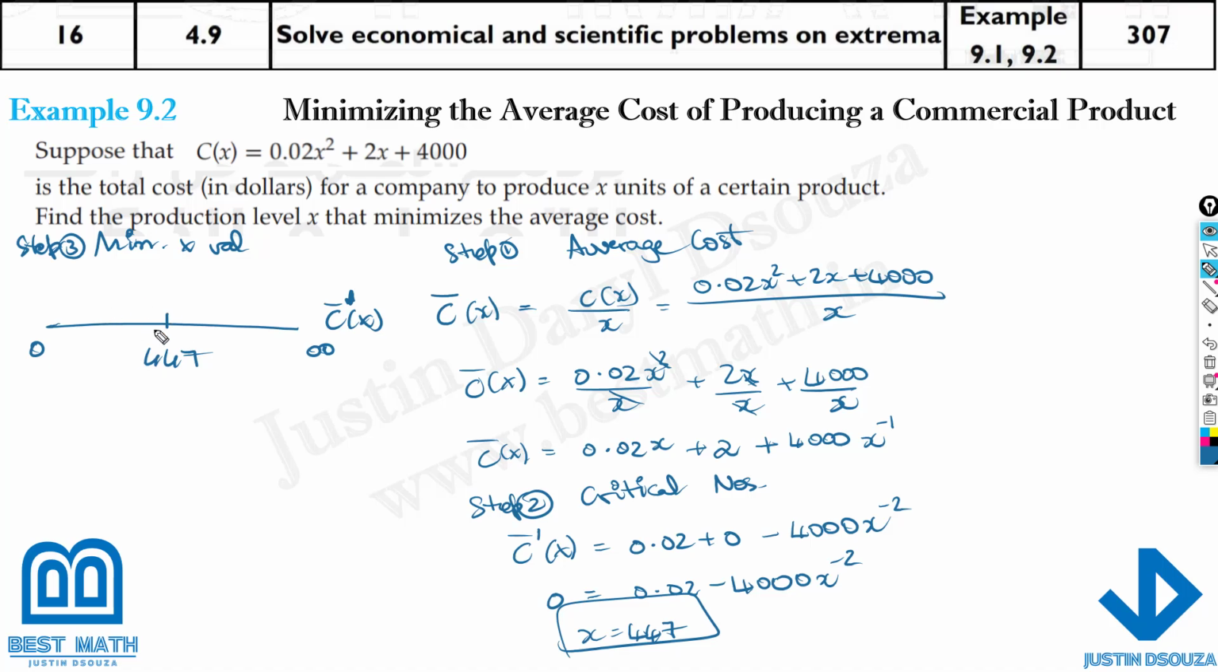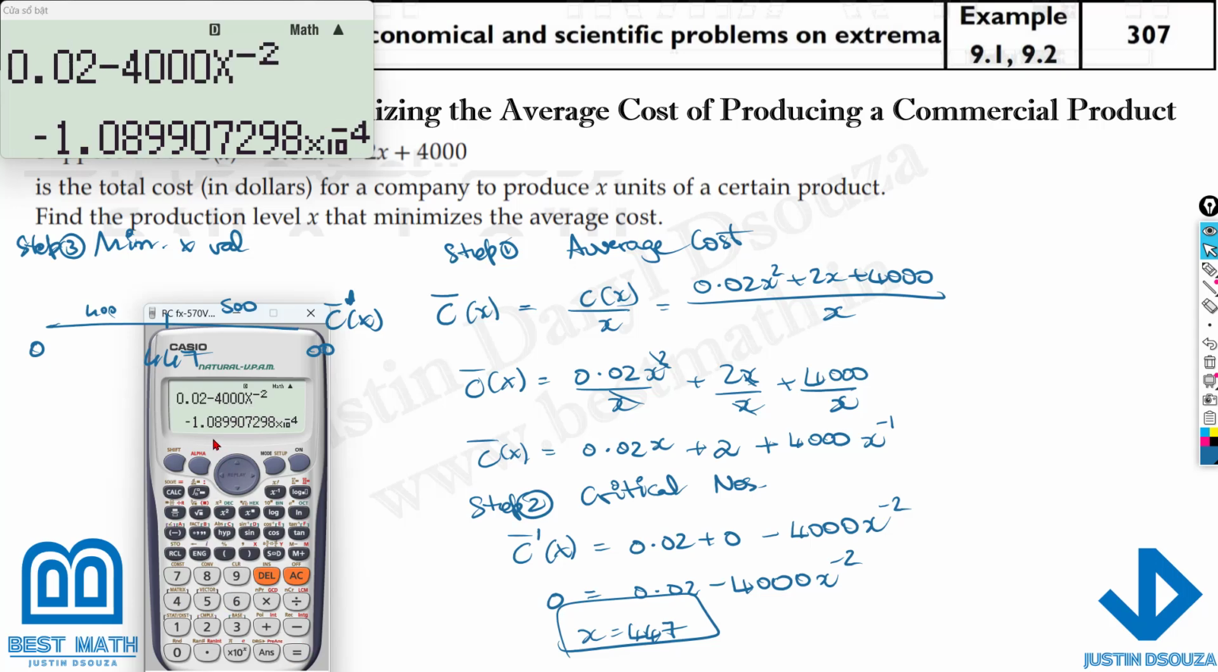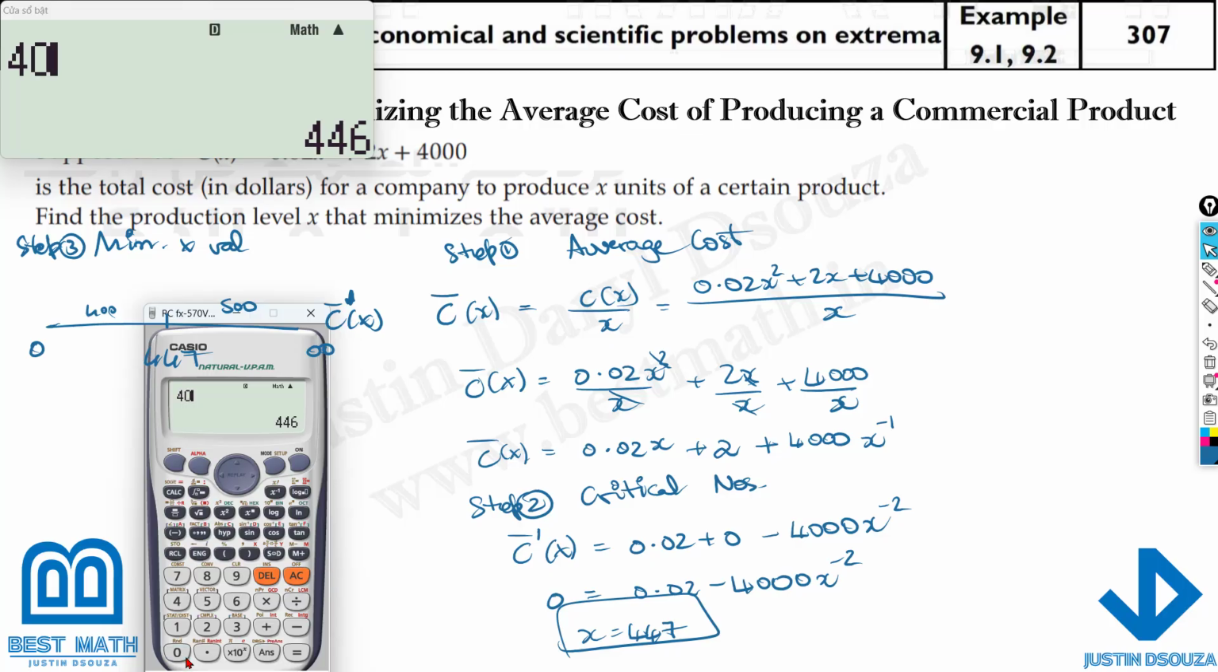Now here you can choose any value less than 447. I'll choose 400, 446, anything, and more than this, 500. We need to know whether they are positive or negative. So let's take our calculators again. Here, this equation, 0.02 minus 4000 x raised to negative 2. Let us calculate this at, I can just choose 446, and you can see it's minus. Or let me choose 400. Look over here, it's a minus.